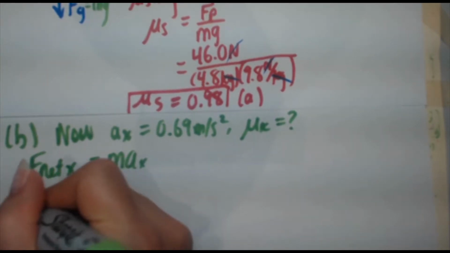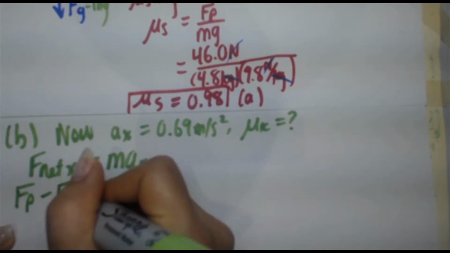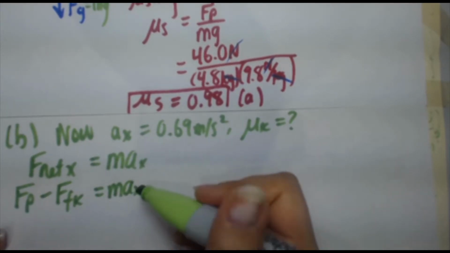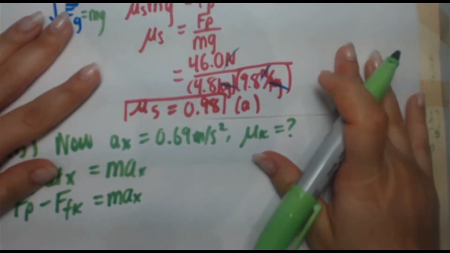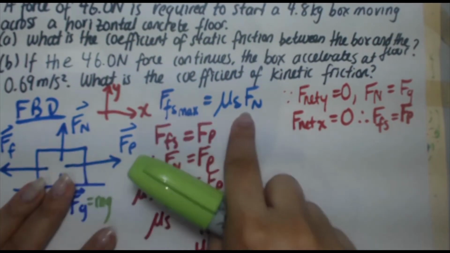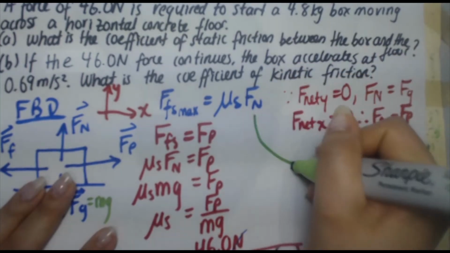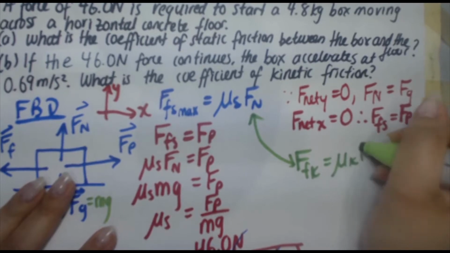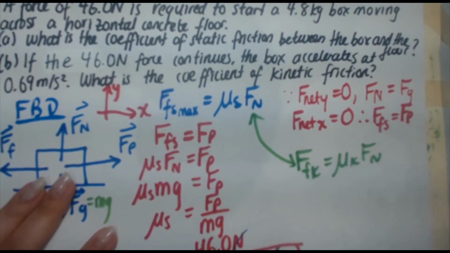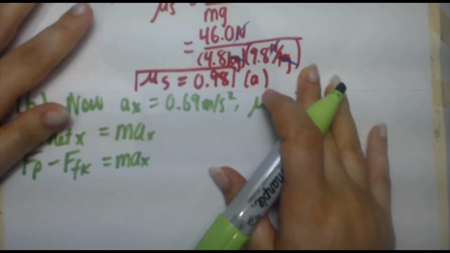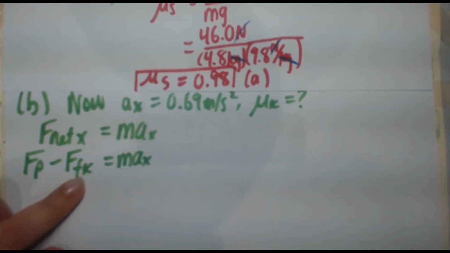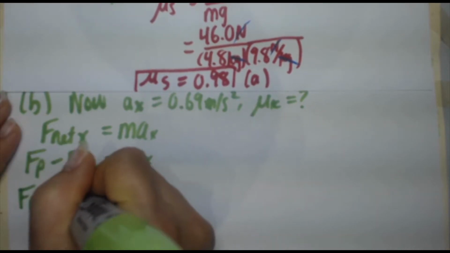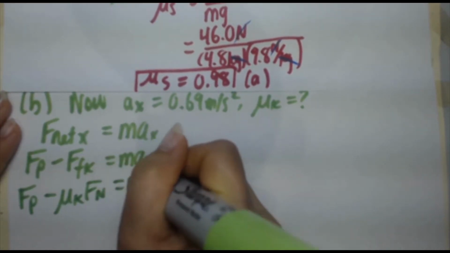Now we do our same push force minus force of kinetic friction equals max. Okay, we're looking for mu k. Now where's mu k coming out of? Well, recall before I said the maximum force of static friction is mu s Fn. Okay, so similarly, the force of kinetic friction is equal to mu k Fn, the coefficient of kinetic friction times the normal force. Okay, so we're going to replace FFK with mu k Fn. So Fp minus mu k Fn equals max.